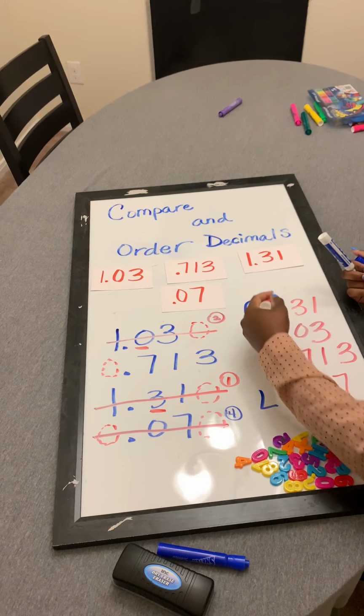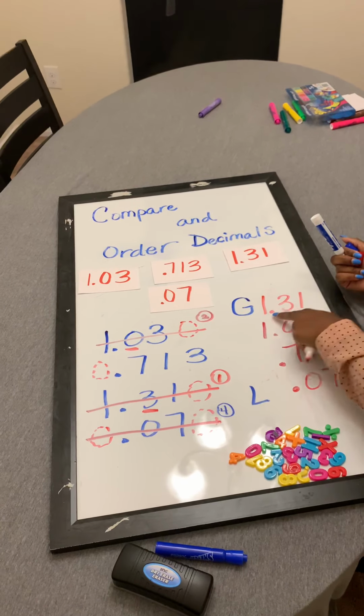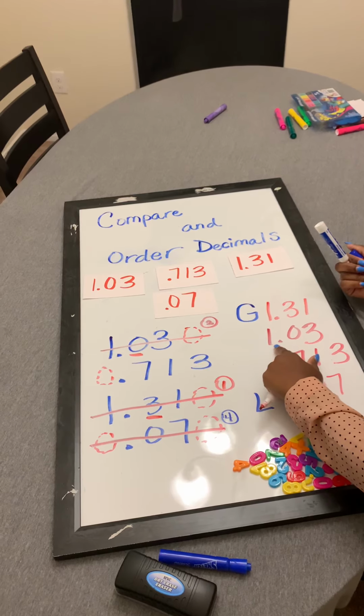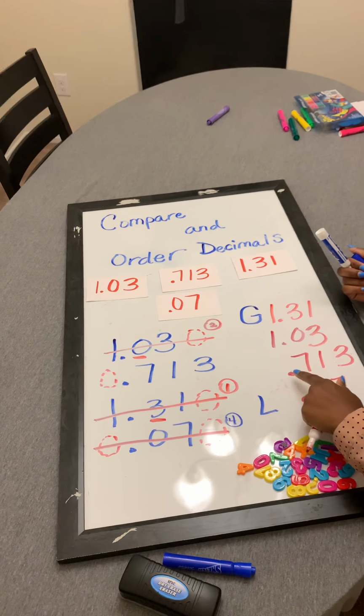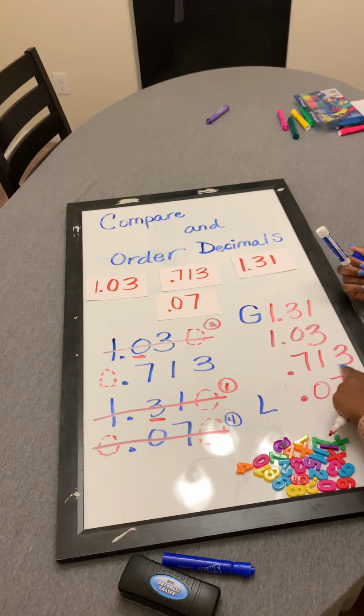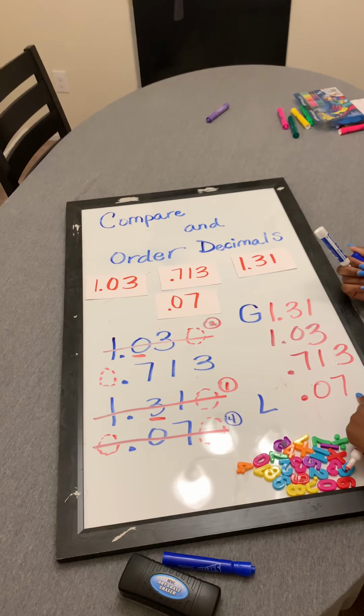So I go ahead and check over it when you're finished. The greatest is 1 and 3/10. The second greatest will be 1 and 3/100. The third will be 713 thousandths. And the least is going to be 7/100.